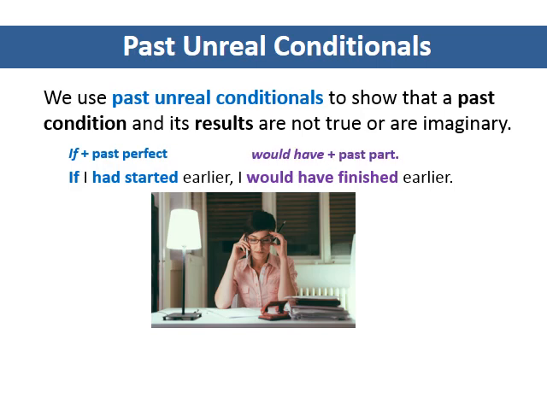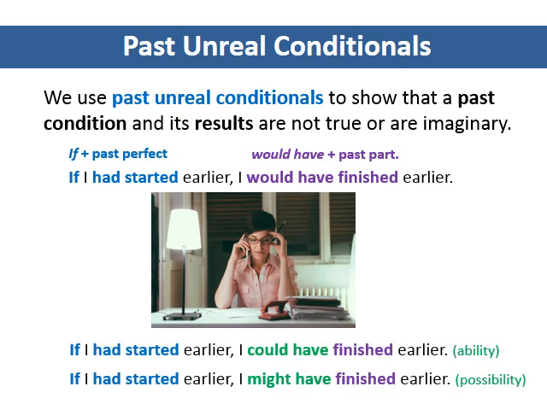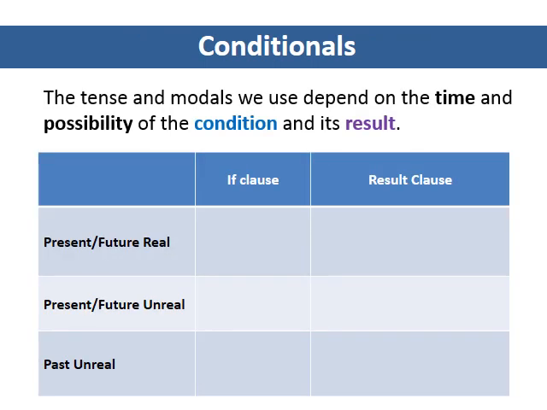To express a past unreal conditional, we use the past perfect in the if clause and would have plus the past participle in the result clause. When using the past unreal conditional, we may also use the modal verbs could or might to show ability or possibility. When we are deciding which conditional to use, we have to think about the time something happens. Is it in the present, future, or past? We also need to consider whether the condition and the result are possible or imaginary.